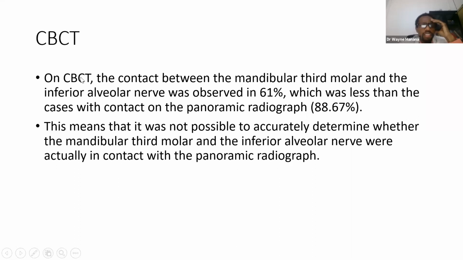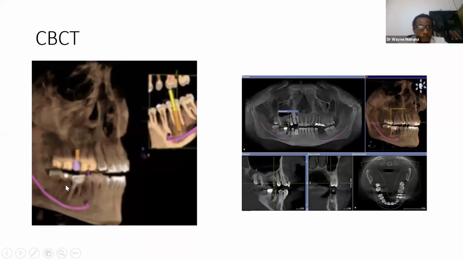But the thing about most of these 2D images is that they can be false. In fact, on CBCT, contact between the mandibular third molar and the inferior alveolar nerve was observed in 61%, which was less than the cases with contact on panorex. So panorex sort of exaggerates the picture. In one study, it was not possible to accurately determine whether the mandibular third molar and the inferior alveolar nerve were actually in contact based on a panorex. So you would then need to map the inferior alveolar nerve using a CBCT cone beam.